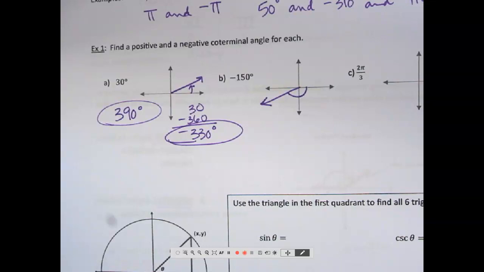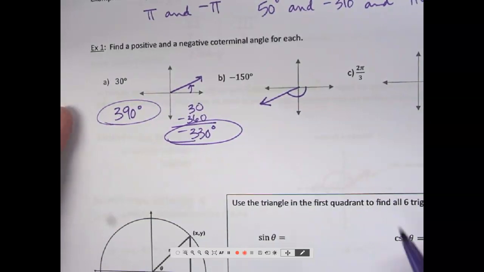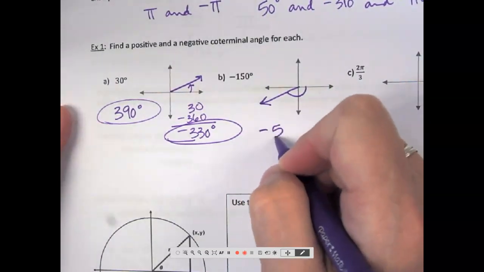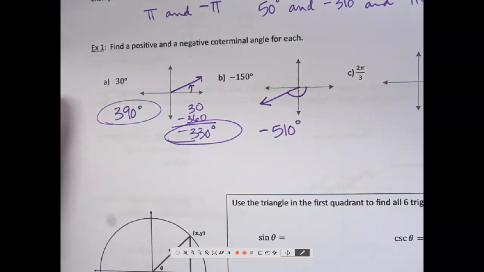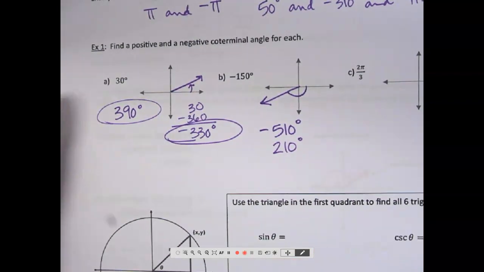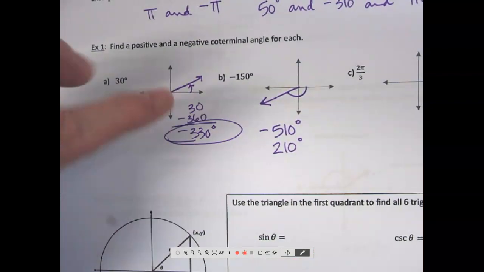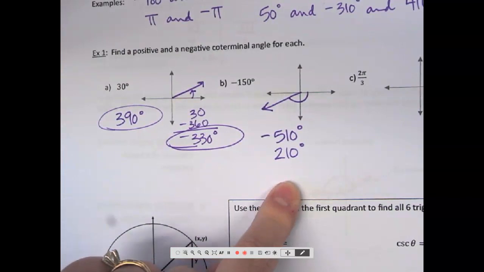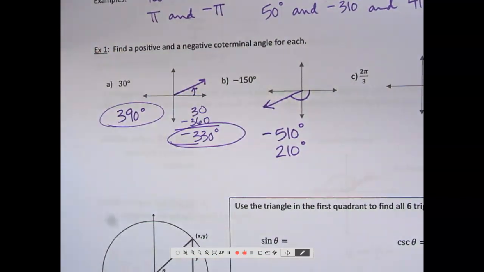All right, someone give me their negative answer. Negative 510. Someone give me their positive answer. 210. Do we agree? So you're adding 360, that gives us 210. Subtracting 360, that gives us negative 510.